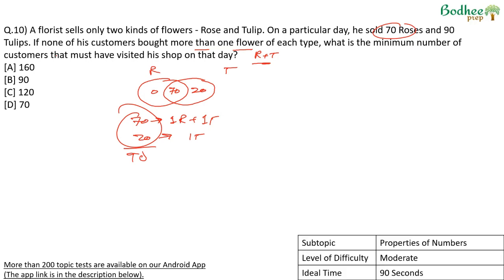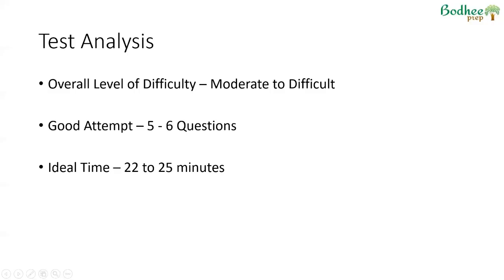Again, not a very difficult question to solve. 90 odd seconds should be good enough to solve this question. So as I was saying initially, the overall level of the test is easily towards the higher level of difficulty. 5 to 6 questions would be a very good attempt, and 25 odd minutes definitely to just solve the paper individually, right?